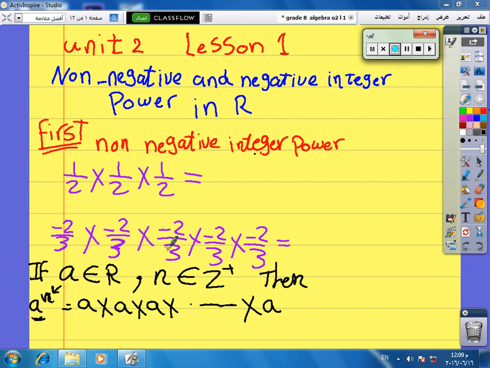Non-negative and negative integer power in all. First, we will study non-negative integer power.